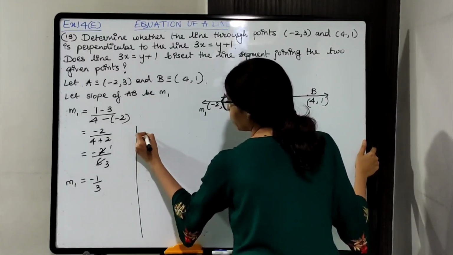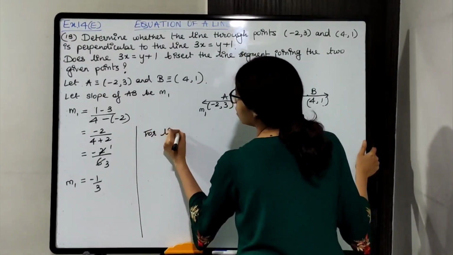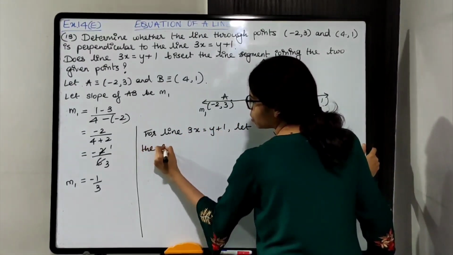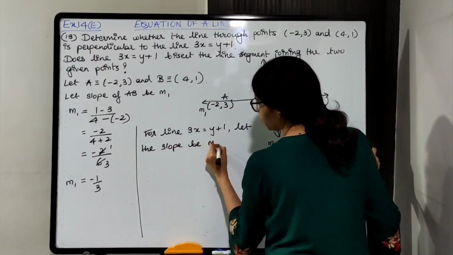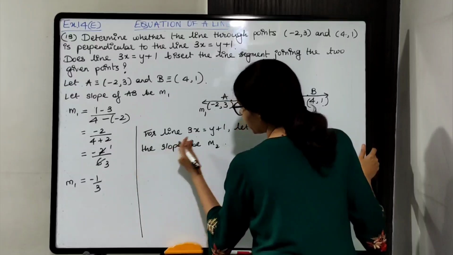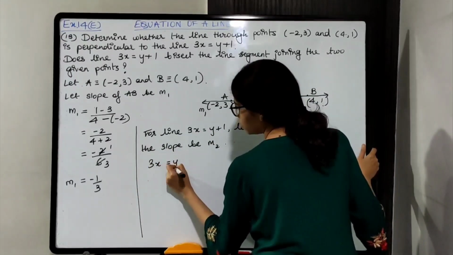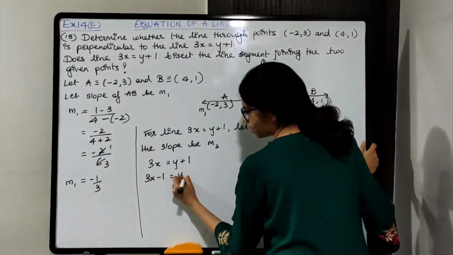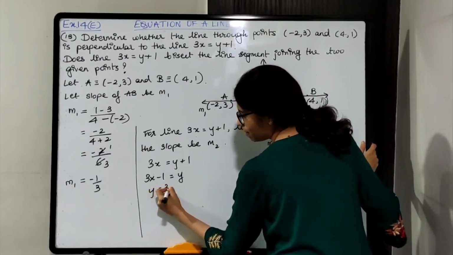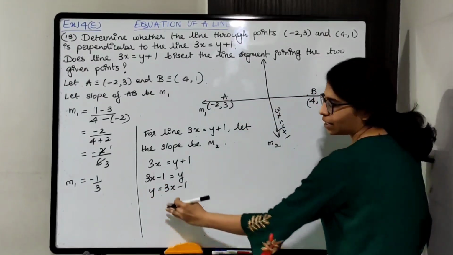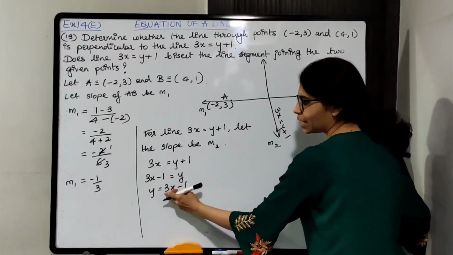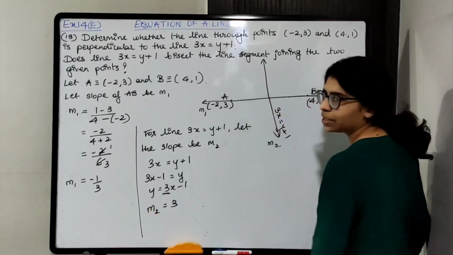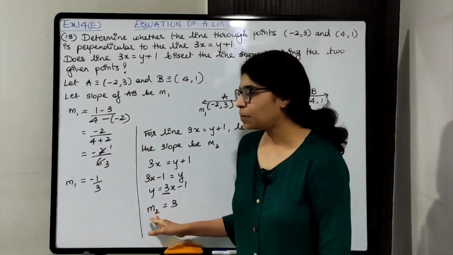So for line 3x equals to y plus 1, let the slope be M2. Okay. So first we'll write down the equation. बहुत easy है. 1 को यहाँ पे shift कर दो. We got it in standard form. Just switch the sides. मिल गया स्टैंडर्ड फॉर्म में. y इक्वल्स टू mx प्लस c के फॉर्म में मिल गया. x का कोएफिशिएंट क्या है? 3 है. So स्लोप will be 3. We got M1 and M2.